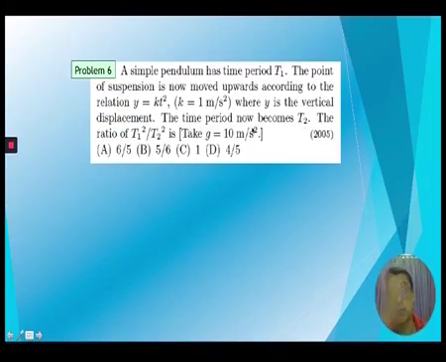Okay, so if you see that y = kt², it immediately gives you velocity 2kt if you differentiate once, and acceleration would be 2k. So that means the point of suspension was moving upward with an acceleration a = 2k, and k = 1 meter per second squared, so 2 meters per second squared. Okay, let us do it. This problem can be easily solved by using the concept of pseudo force.